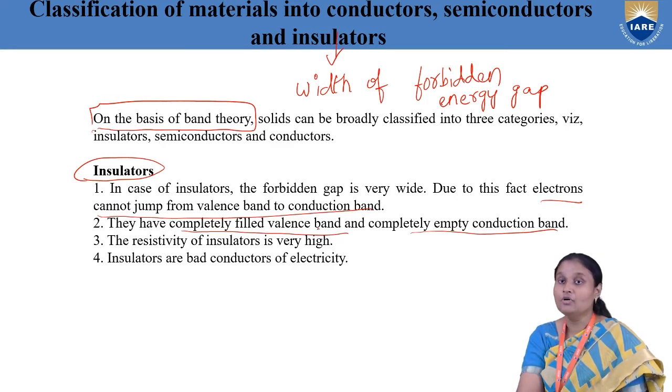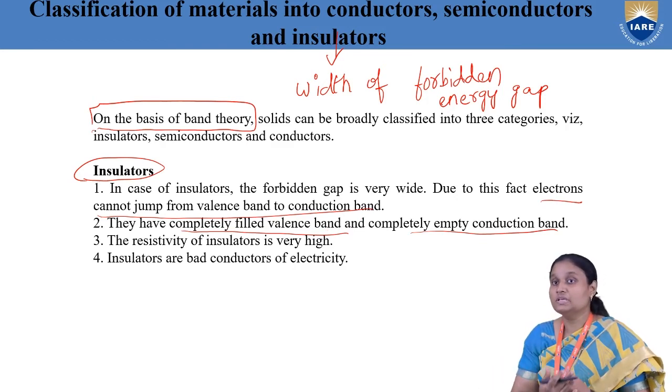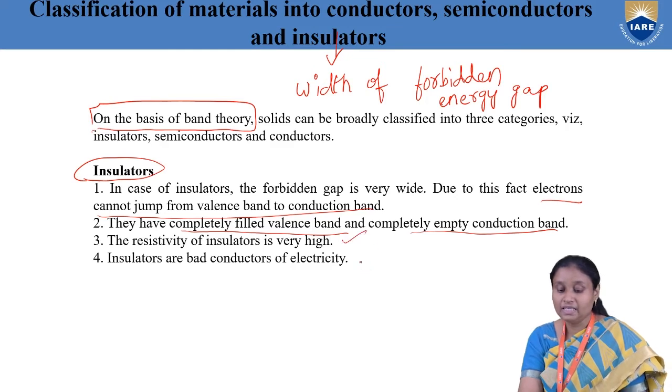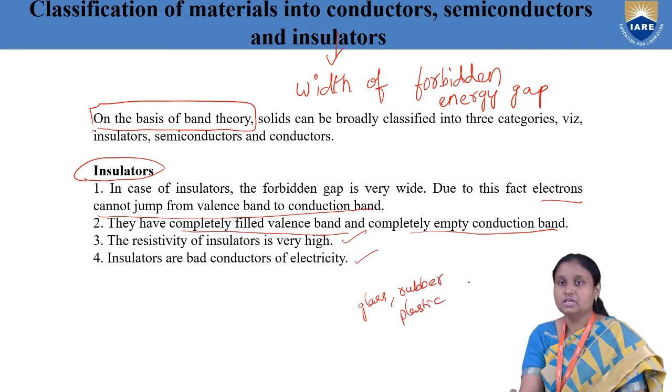It means that it will have more valence electrons, and when valence electrons are more, they are very much attracted to the nucleus. So easily they cannot come out. We have to supply more energy. That is nothing but having a very wide forbidden gap. So obviously, because there are no free electrons, the resistivity will be high and they are bad conductors of electricity. To name a few insulators, you can go for glass, plastic, rubber. So these are some examples of insulators.